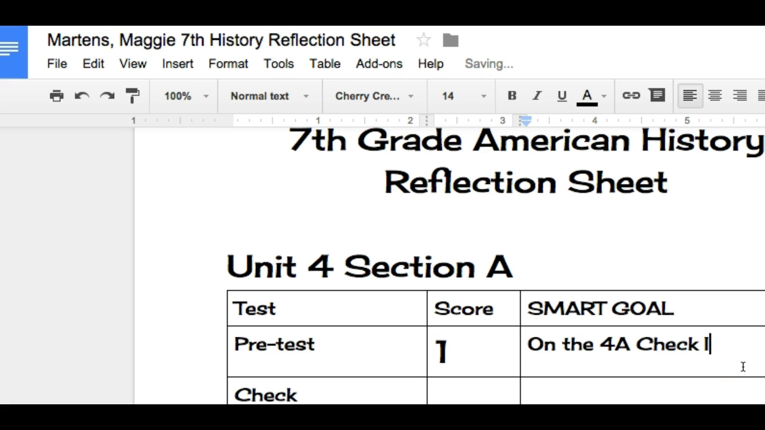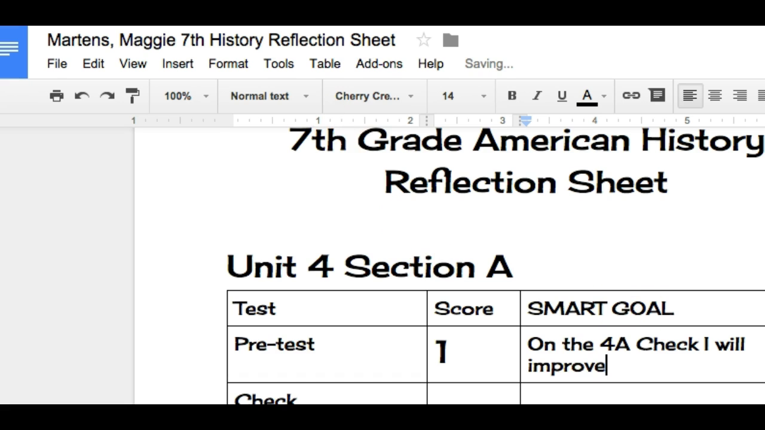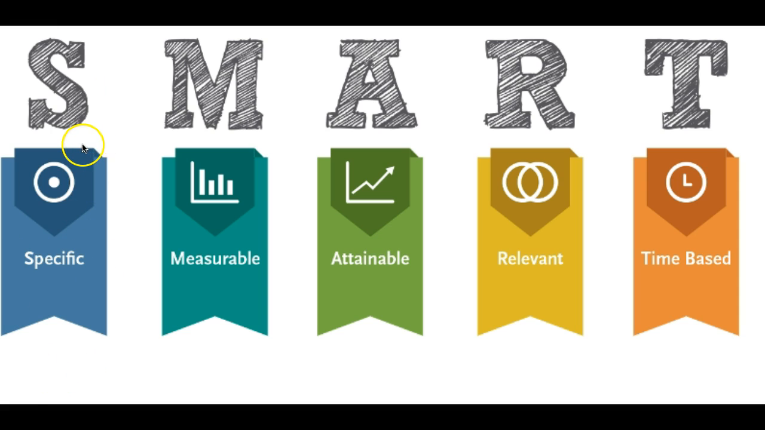So maybe I will improve to a 2. It can be whatever number you would like. The highest number you can score on a post test or a check or a pretest is a 3. So don't make it over a 3, right? Is a 2. So we have it. It is specific. It is measurable because we have a number.